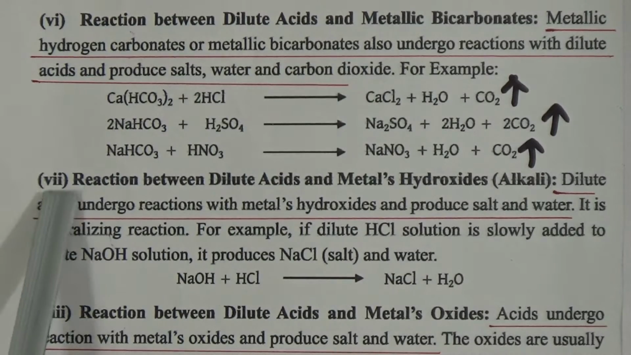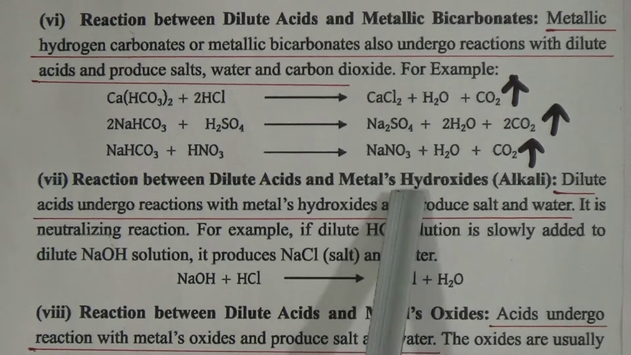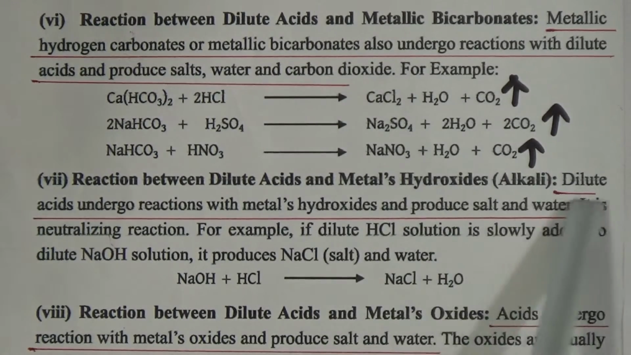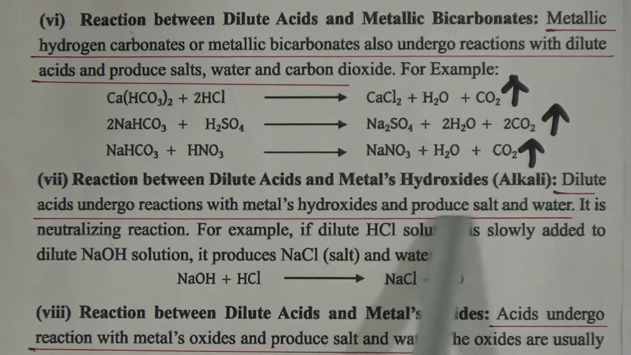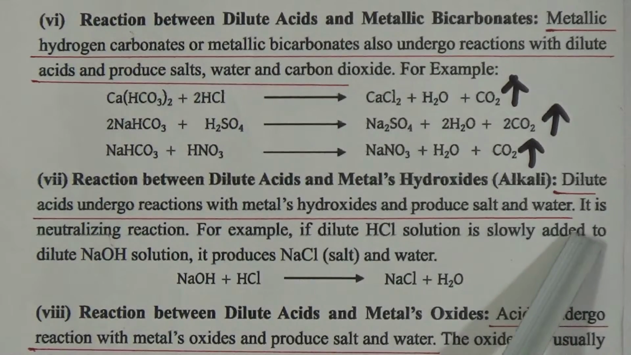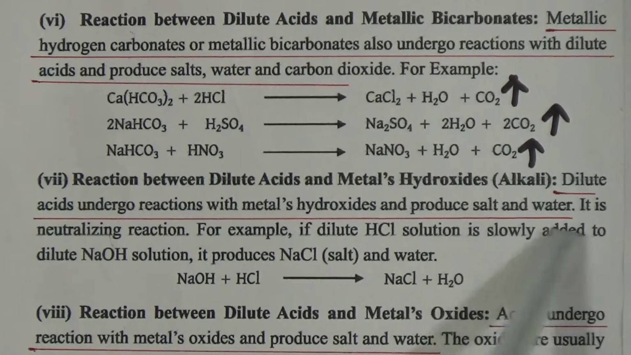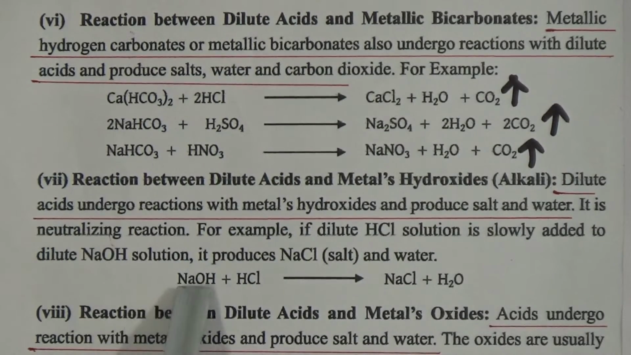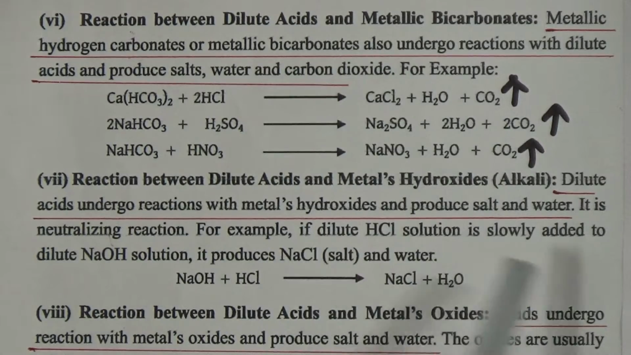Now come to the next characteristic. Reaction between dilute acid and metal hydroxide, that is alkali. Dilute acid undergoes reaction with metal hydroxide and produces salt and water, that we already learned. That means metal hydroxide or oxide is alkali and is known as a base, and that's why when the acid reacts with a base or metallic hydroxide, that means alkali, that produces salt and water.